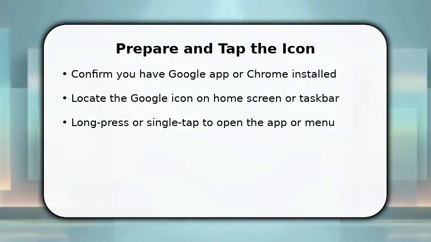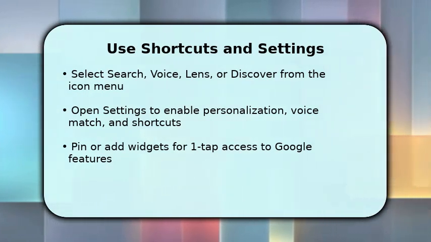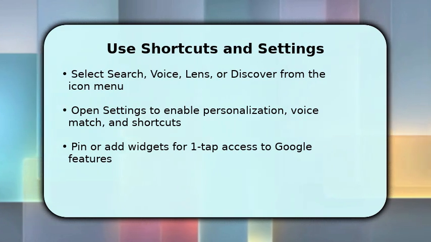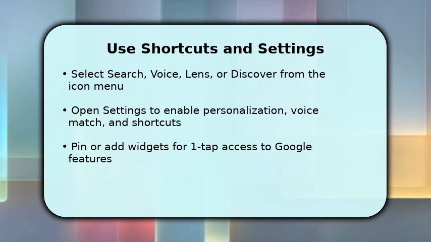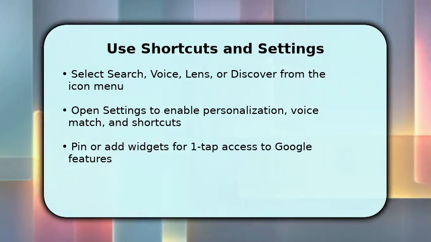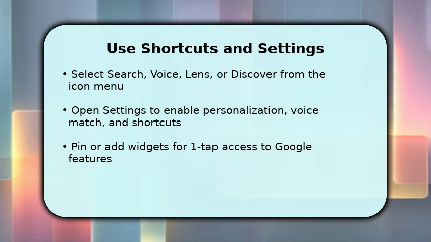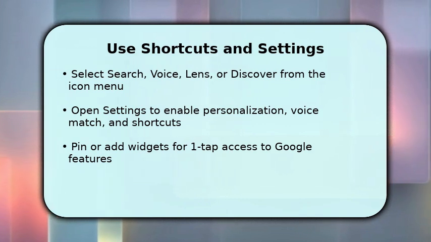Now dive deeper. Use the icon's shortcuts. Search for text, Voice for hands-free queries, Lens to scan images, or Discover for tailored content. Tap Settings from the app to enable personalization, voice match, and shortcut preferences. These make results faster and smarter. Once configured, add the Google widget or pin the icon to your dock for one-tap access.